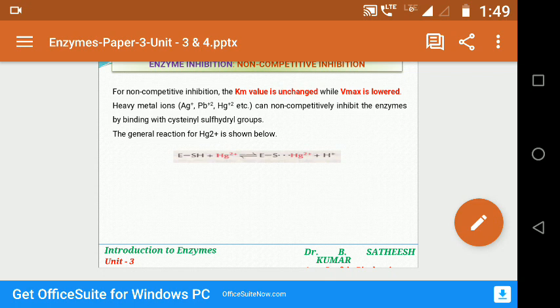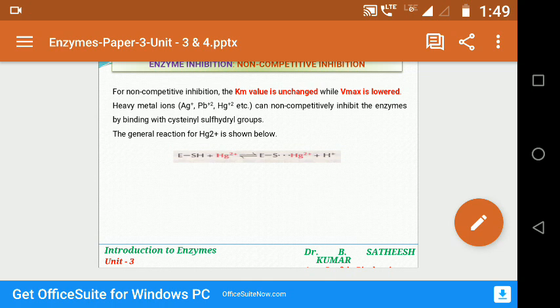Therefore the Km value is unchanged, because the active site will only be bound by the substrate, not the inhibitor. But the Vmax is lowered, because the inhibitor concentration will affect the velocity of the enzymatic reaction. There is no competition between the substrate and inhibitor, so even a small quantity of inhibitor decreases the Vmax value. Therefore the Km value is unchanged and Vmax is lowered.